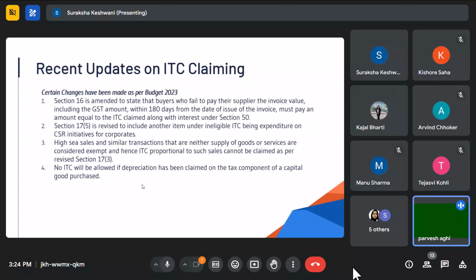So if you just read it again. Section 16 is amended to state that buyers who fail to pay their suppliers the invoice value, including GST amount, within 180 days from the date of issue of the invoice must pay an amount equal to ITC claimed along with interest under Section 50. Because they have already claimed that input credit when they file the return, they have to pay the entire amount back to the government or reverse their input credit, and they have to pay some interest also. So is it clear now what it means?